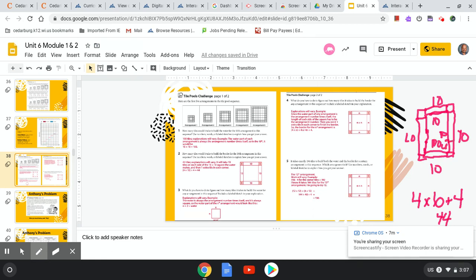Pretty cool, huh? So then how would we find out how many tiles it would take to build any pool? Well, that's an interesting question, because in our first arrangement, it's a 1 by 1, so we multiplied 1 times 1. And then for our second arrangement, we multiplied 2 times 2 and got 4. Third arrangement, 3 times 3. And if we look over here, we did a 10 by 10, which was 10 times 10.